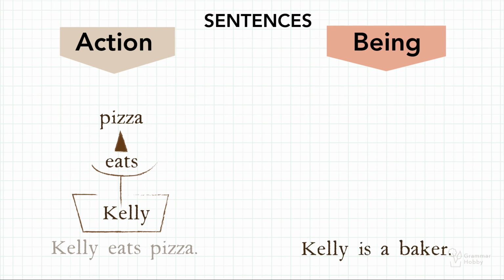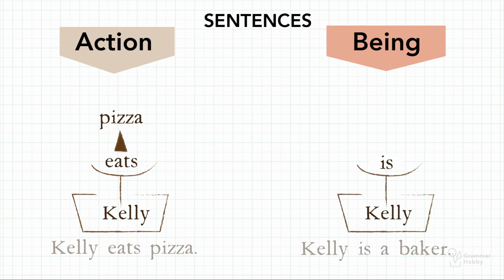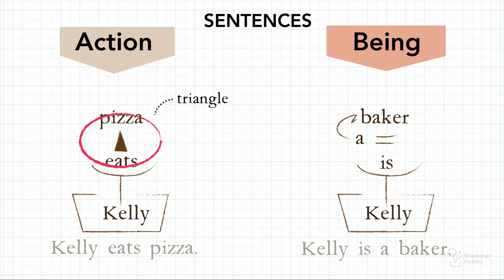For being sentences, here is an example to show the subject's being. Kelly is a baker. Pause the video to copy the drawing. Here, notice how the equal sign points to the being of the subject, baker. Observe more carefully how to draw the two different kinds of verbs in sentences. Action verbs use a triangle to point to the object. Being verbs use an equal sign to tell the subject's being.